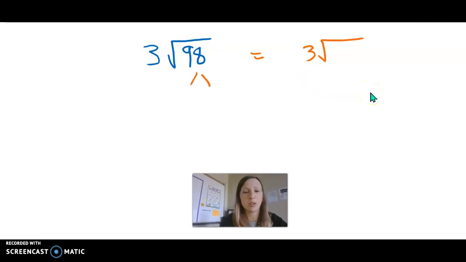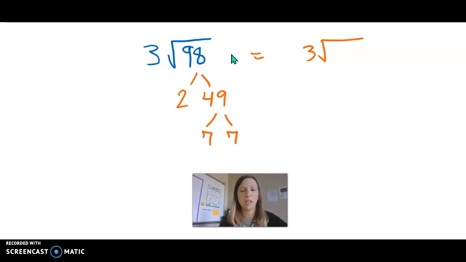Now I'm going to make my factor tree with the 98 because it's kind of a big number. I don't know what perfect square goes into 98. Okay, so 98 is an even number, so 2 will go into it. 98 divided by 2 is 49. I know 49 is a perfect square, 7 times 7. So these are the only 3 numbers I've got because they're all prime numbers. I can't continue the factor tree anymore.